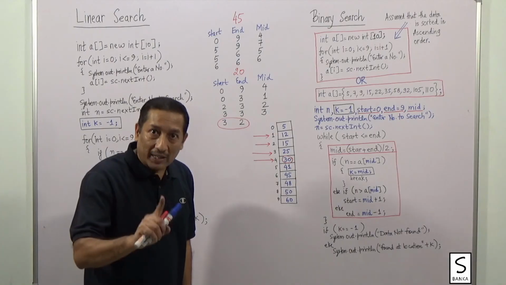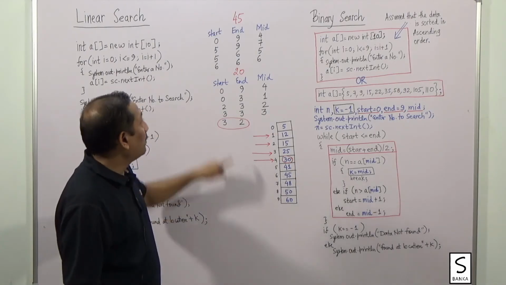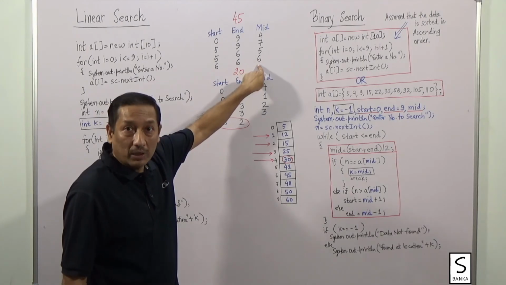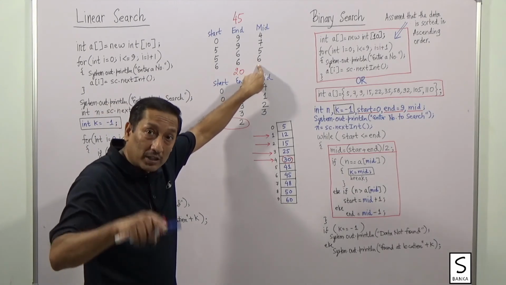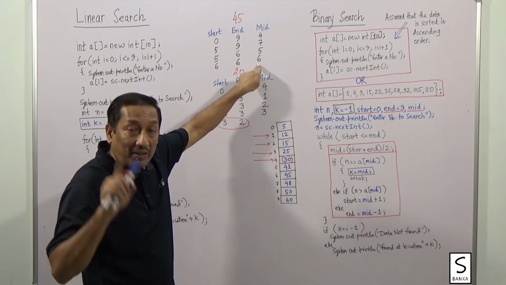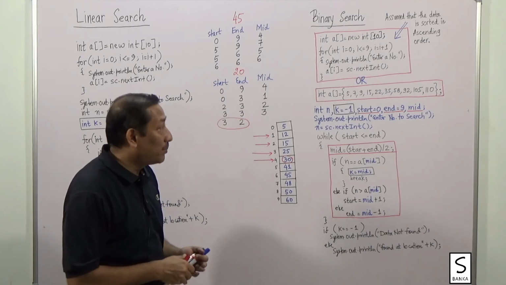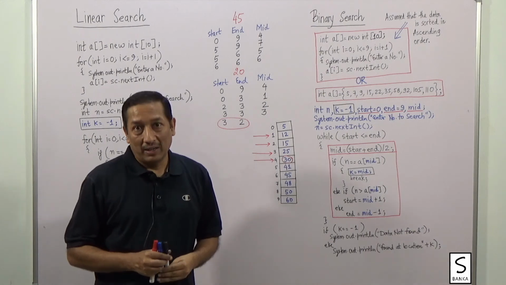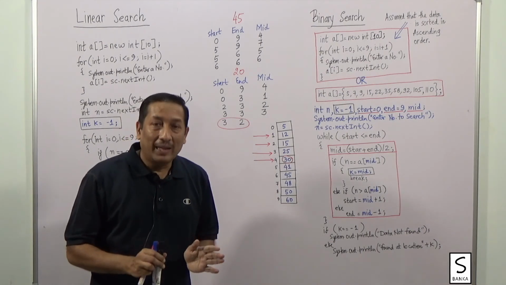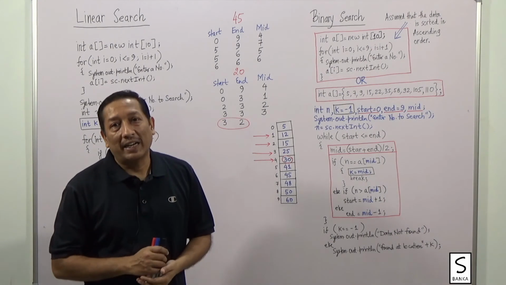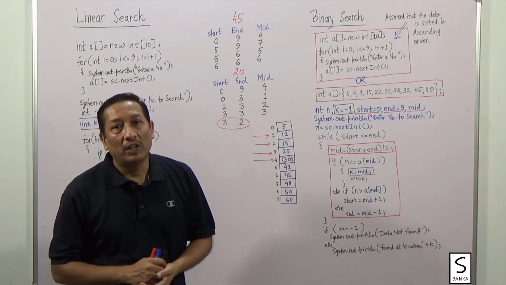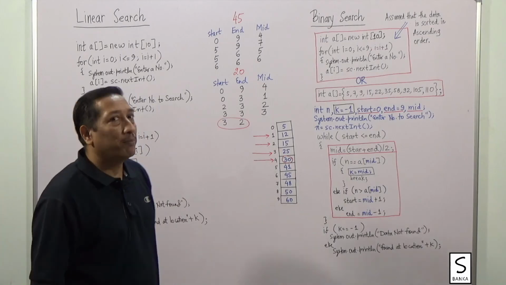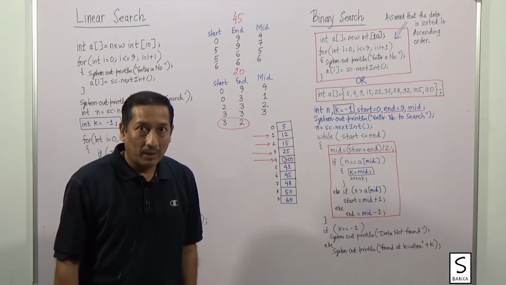So if your data is there, there will come a time when start and end will become the same, and obviously the midpoint you will get will be the location where the data is. And if the data is not there, there will come a time when the value of start will exceed the value of end, and that will be the indicator that this array does not contain the data that we are looking for. So that is the basic program of the binary search method.